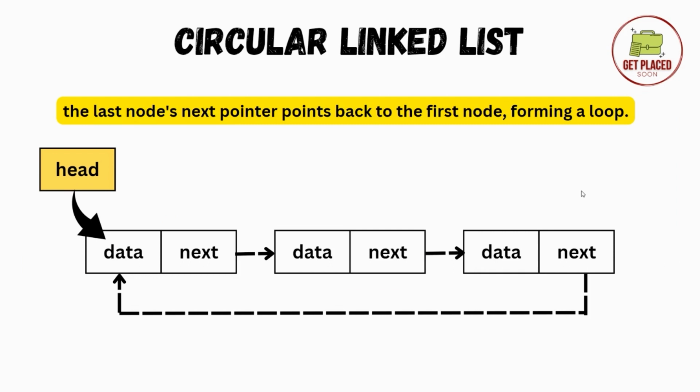Moving ahead, we have circular linked list. A circular linked list is similar to a singly linked list. The only difference is that the last node's next pointer points back to the first node, forming a loop. As you can see in the picture here, in the last node, next is connected to the head. So this makes a circular linked list.